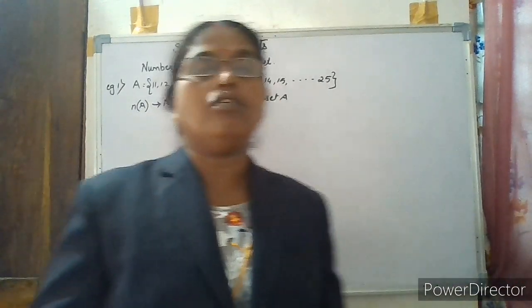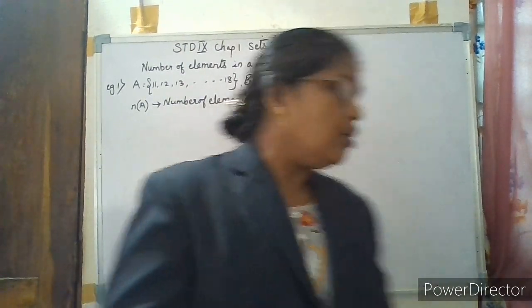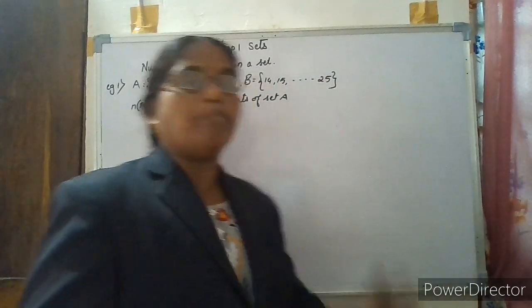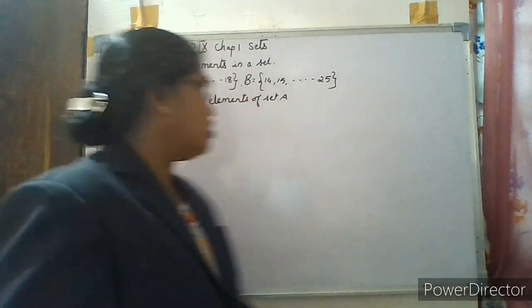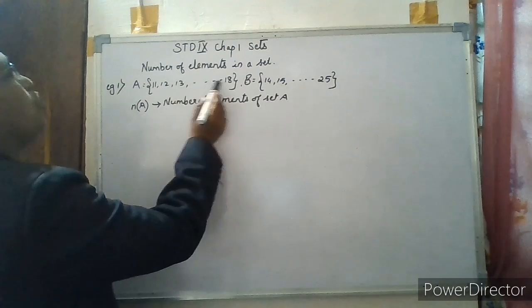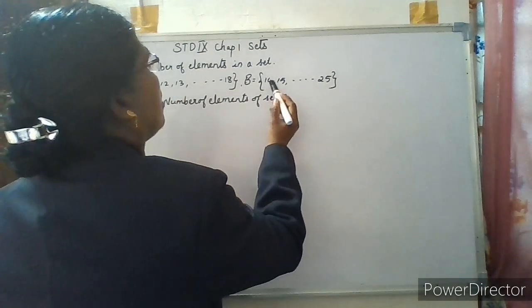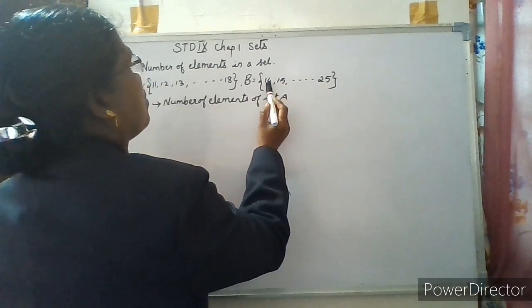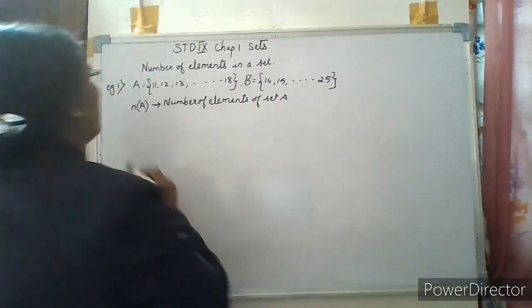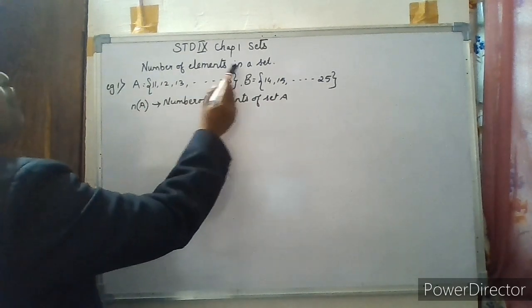In the previous videos, you have learnt about operations on sets. Today, we are going to learn the number of elements in a set. So, I have taken an example. Set A is equal to the numbers from 11 to 18. Set B contains the elements from 14 to 25. Now, we are going to learn the number of elements in a set.